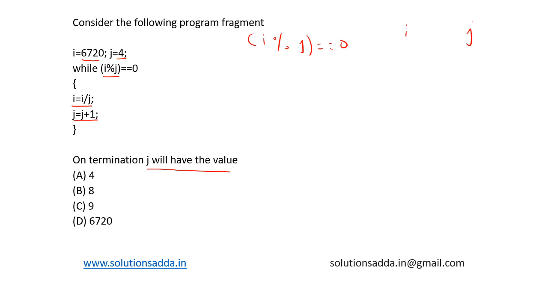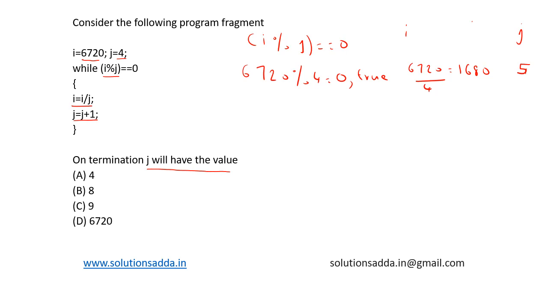I mod j, that is 6720 mod 4, is equal to 0. So this is true. Now the value of i will be i divided by j, that is 6720 divided by 4, which is equal to 1680, and the j value is j plus 1, that will be 4. Sorry, it will be 5 because 4 plus 1 is 5.